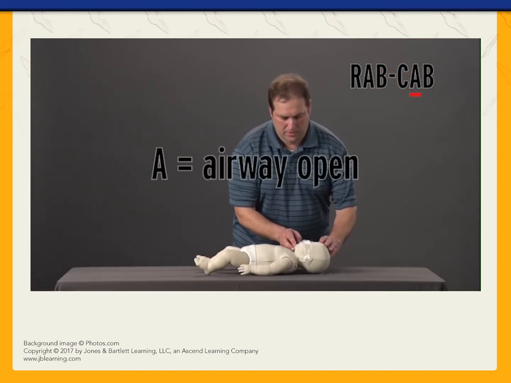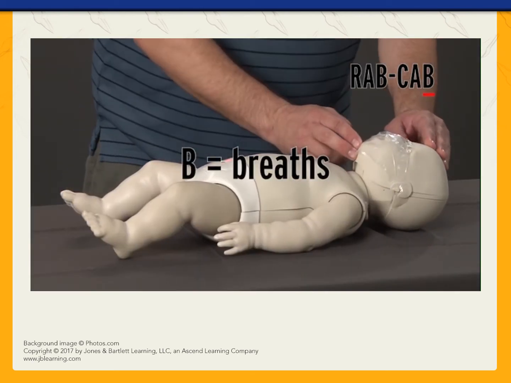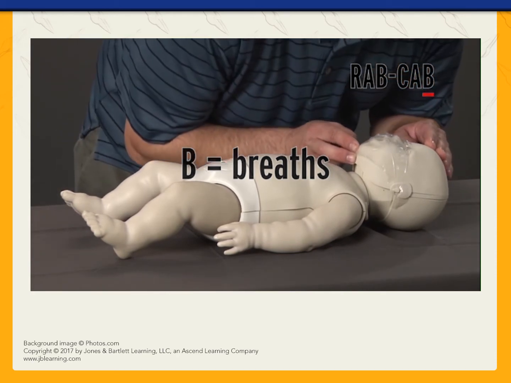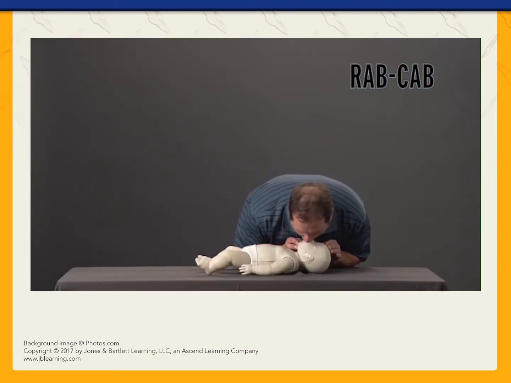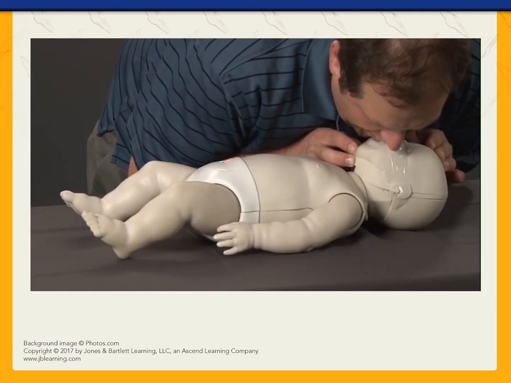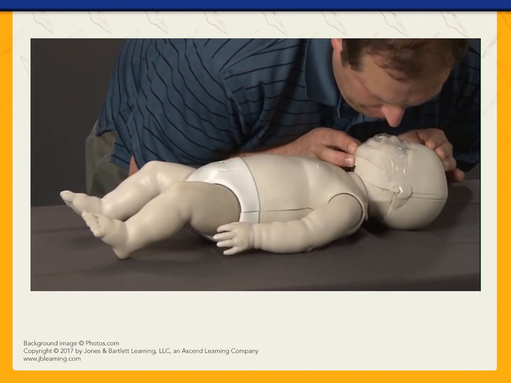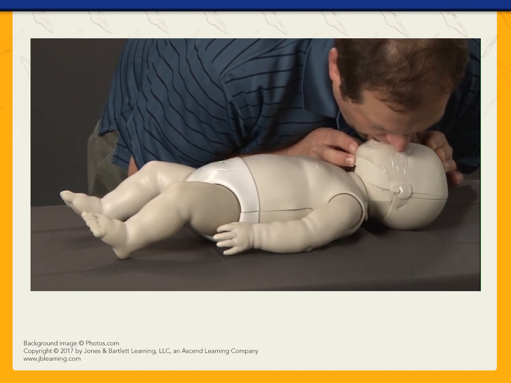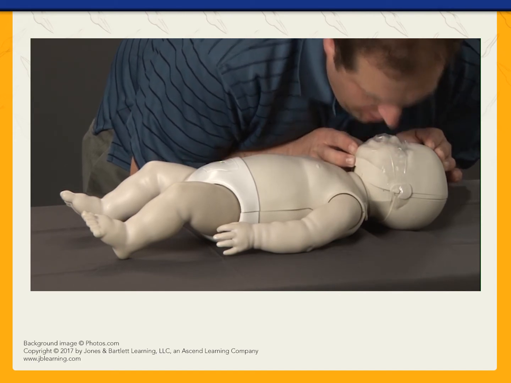A stands for airway open. Open the airway using the head tilt chin lift method. B stands for breaths. Cover the infant's mouth and nose with your mouth, making an airtight seal. Give 2 breaths, each lasting 1 second to make the chest rise. Take a breath between giving the 2 breaths.